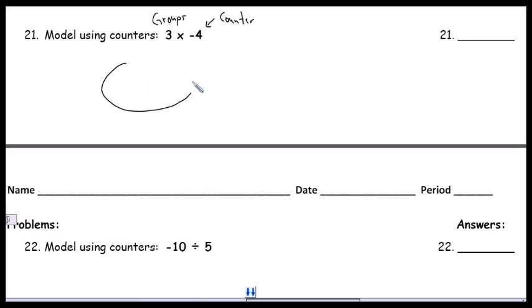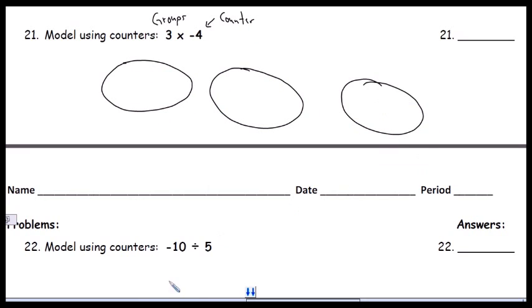So we're going to have 3 groups. Here's one group, here's another group, here's another group. And inside each one of those, you have to have 4 negative counters. So 1, 2, 3, 4. 1, 2, 3, 4. And 1, 2, 3, 4. And these 4 are the counters inside each group.